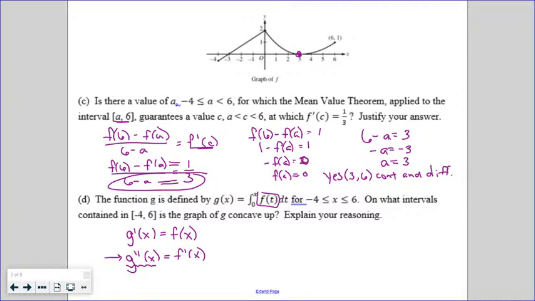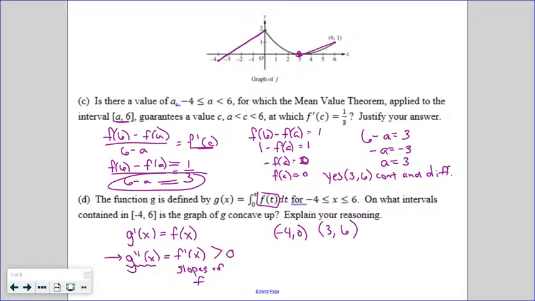Well, what we have a picture of is f, and we need f's derivative to be positive to make g concave up. So as we look at this picture, we're looking for where the slopes of f are positive, or where f is increasing. And f is increasing here from -4 to 0. f is also increasing here from 3 to 6.